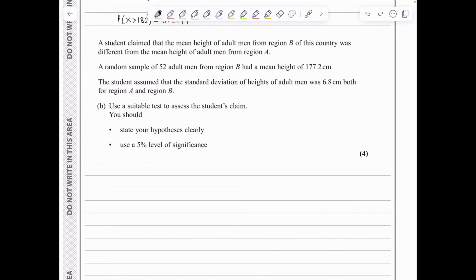Well, let's start with the null hypothesis, which says that mu is still 175.4, what we know for region A, whereas the alternative says that mu is different to 175.4. So we're looking at a two-tailed test here. My alpha level is set at 5%, and we know that x bar, the mean obtained from the sample, was 177.2, sigma is 6.8, and n, the sample size, is 52.